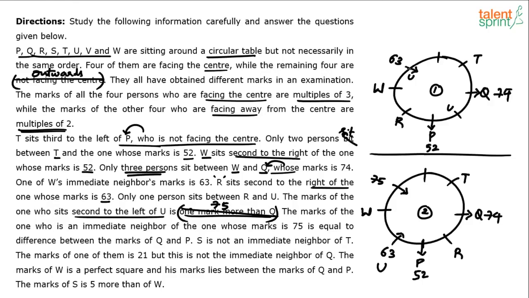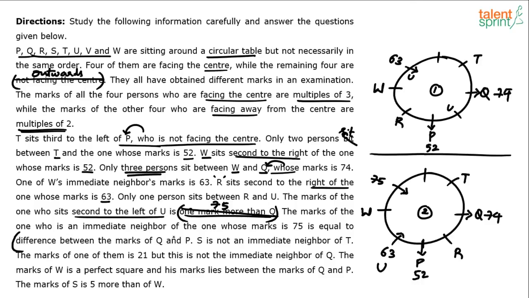U is here, right? If U is here, second to the left of U, T should be 75 marks. If U is here, again left of U cannot be decided because center or outward is not known. T could be 75 or R could be 75. So let's proceed. Let's see what happens. The marks of the one who is an immediate neighbor of the one whose marks is 75 is equal to the difference between the marks of Q and P.